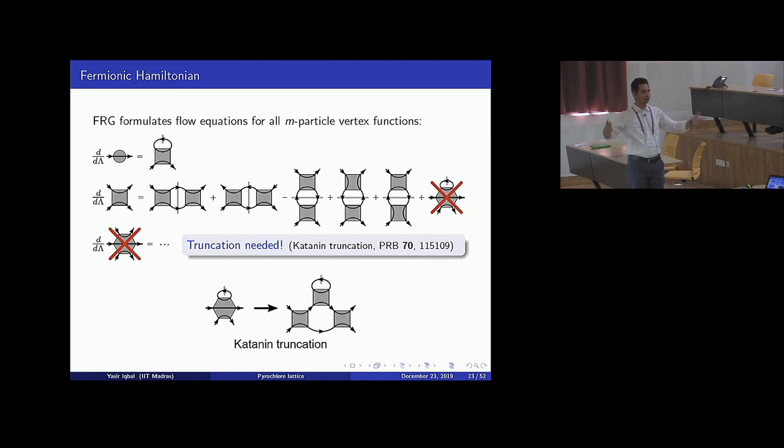So you can formulate this as a hierarchy of infinite number of differential equations for all the m particle vertex functions, and the miraculous thing is that this is an exact mapping. It's exact, as Polchinski showed, right? So this is already quite a remarkable result. The only trouble is that you cannot solve this infinite hierarchy of equations unless you do some sort of a truncation scheme. So let's look at the structure of the equations.